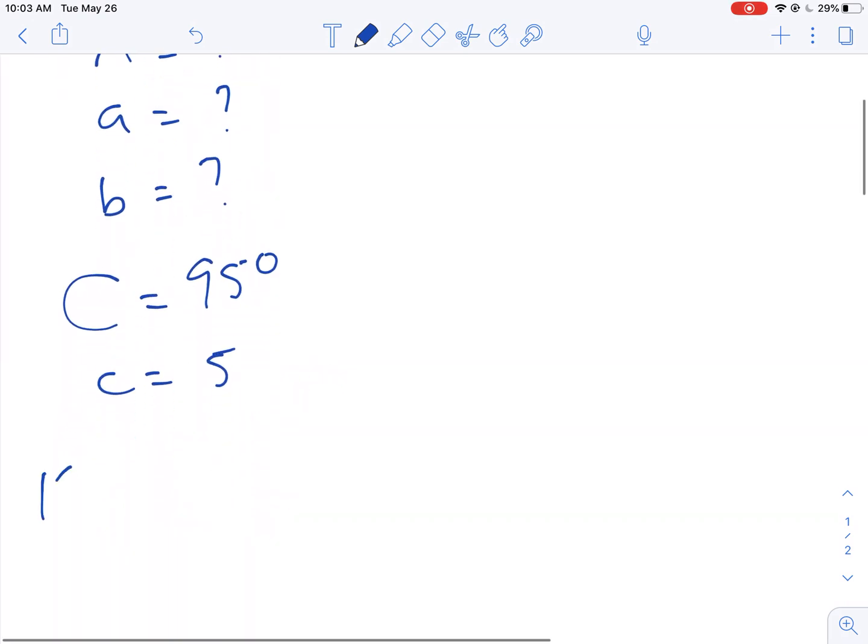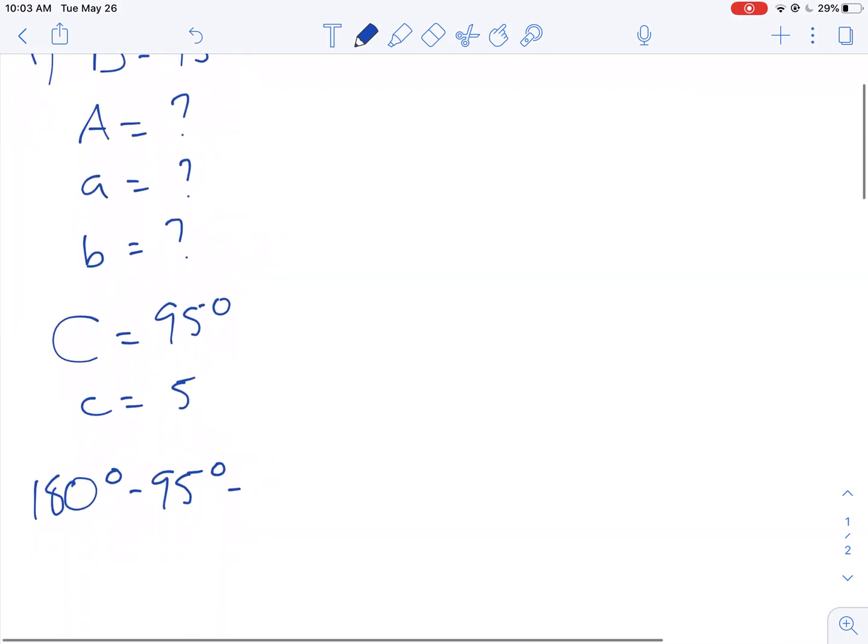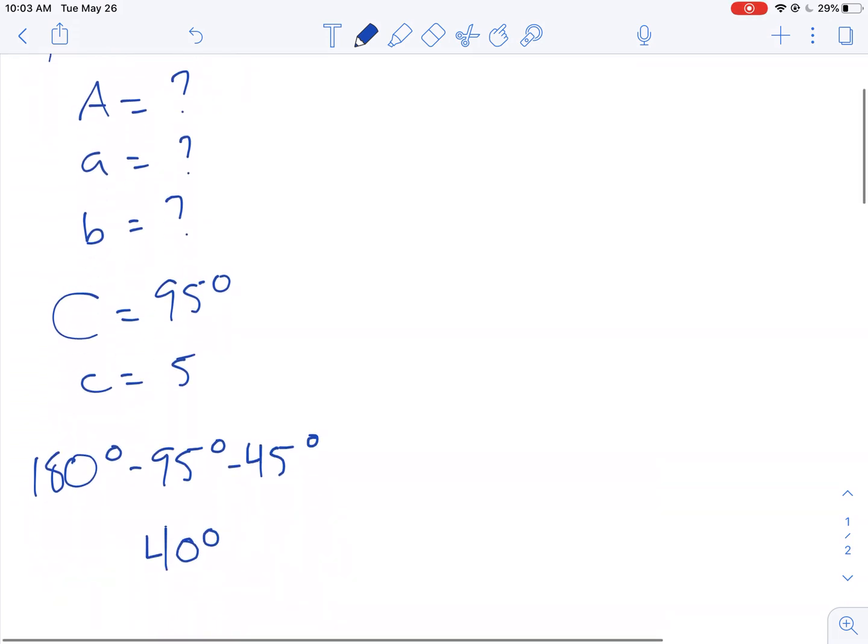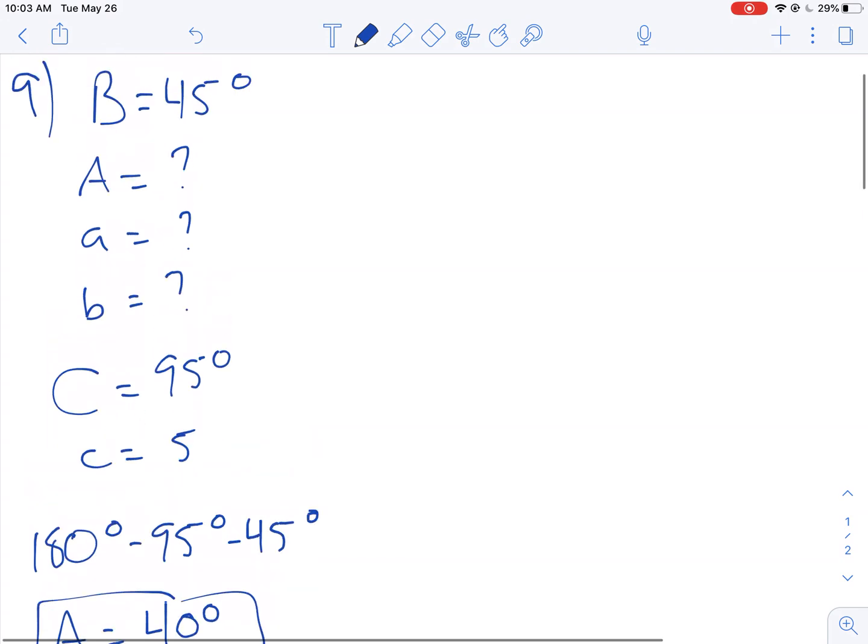I go through 180 degrees, minus 95 degrees, minus 45 degrees, which is going to give me 40 degrees for my angle A. Now all I need to do is solve for my side lengths A and B.